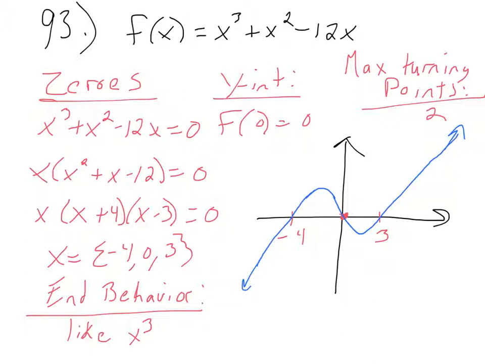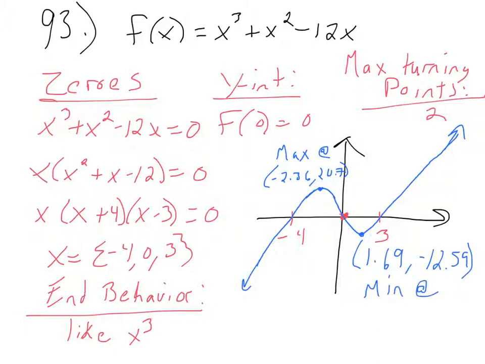So if we use the max function in our calculator, when we find this one, we should get that this is located at the point negative 2.36, 20.7. And then the minimum here we'll also locate with the calculator. The minimum will be at 1.69, negative 12.59. And there we go. So we located the maxes and the mins.